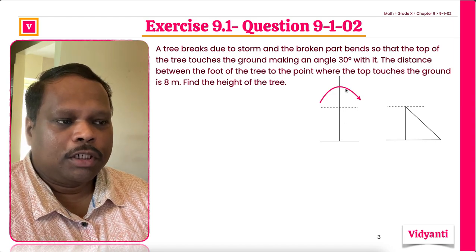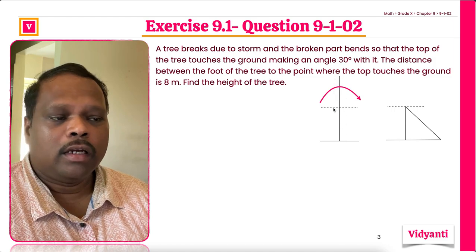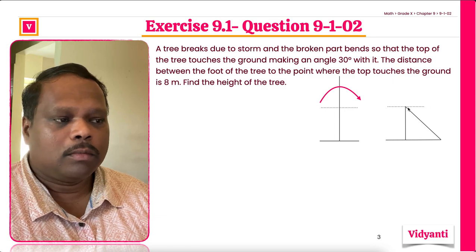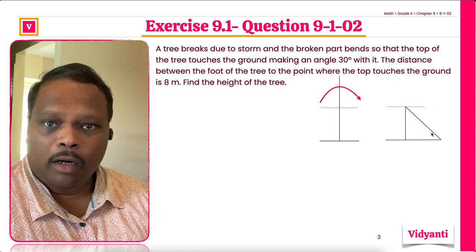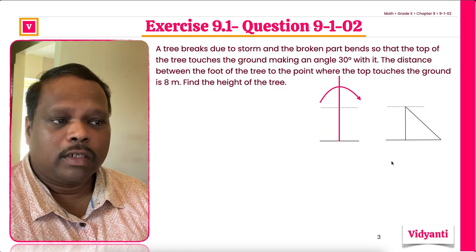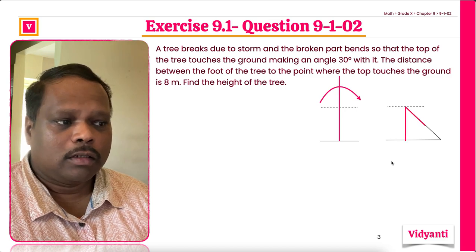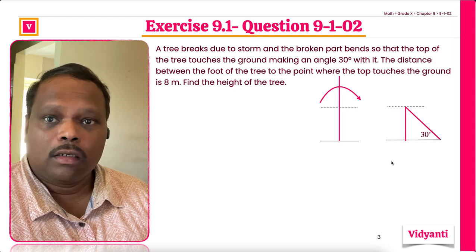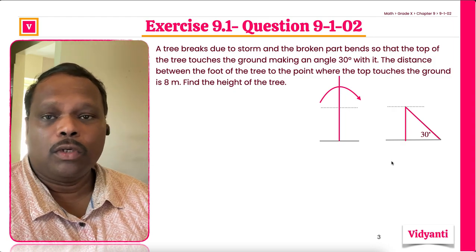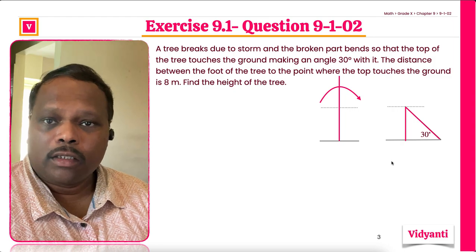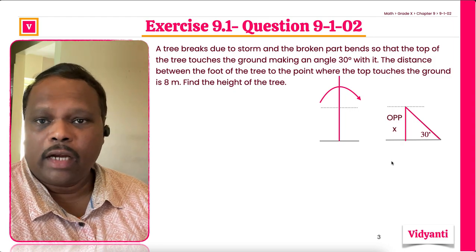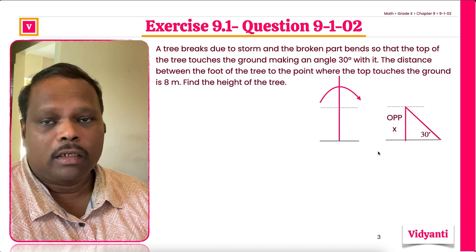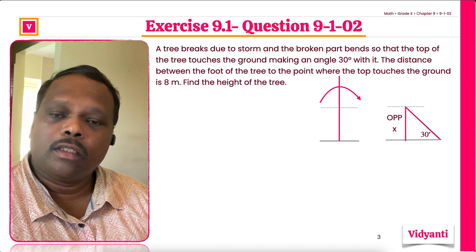So the original tree is this complete vertical line. It breaks apart into two parts, and then the upper part becomes the hypotenuse. So these are the two parts of the tree, and it has been given that the broken part, the tip of that original tree, makes 30 degrees with the ground. In that case, we are assuming that this is at 90 degrees. The tree was standing, making an angle of 90 degrees with the horizontal.